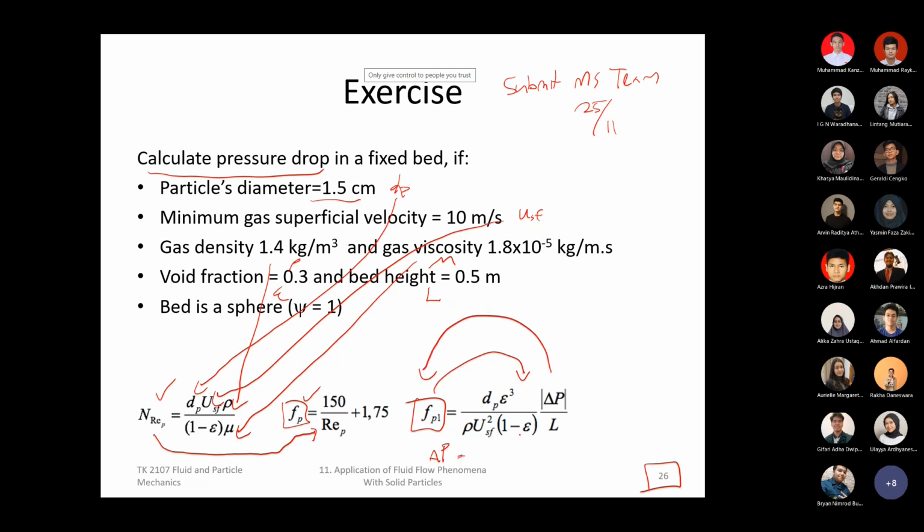Delta P becomes F times epsilon over (1 minus epsilon) times L over D times rho USF squared, all in SI units. Then you should be able to get the pressure drop of this fixed bed reactor.